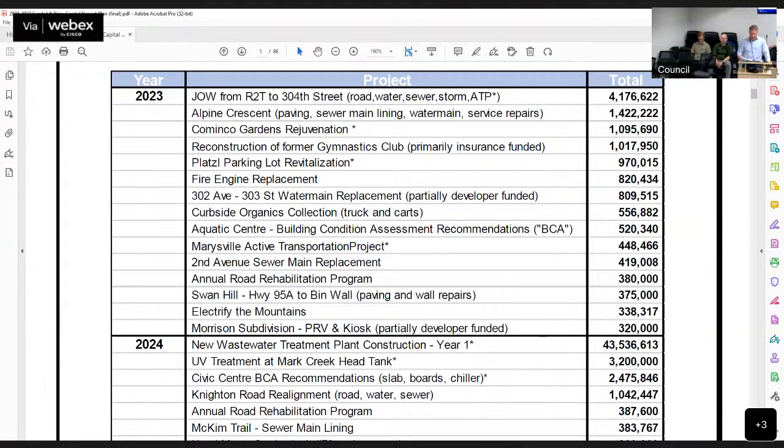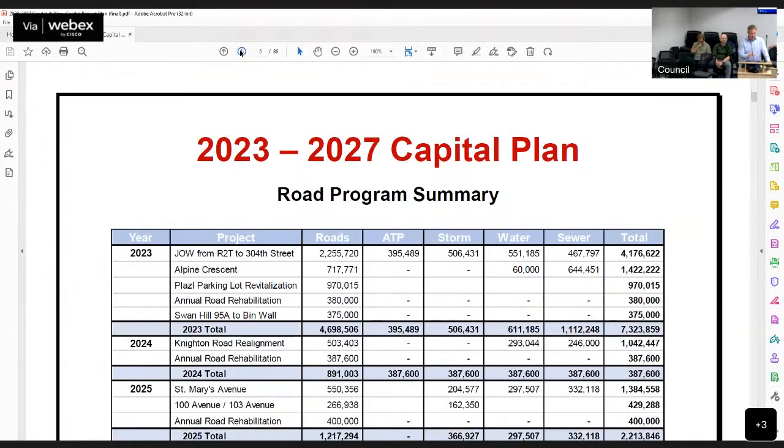So the next slide, road program summary, page number 5. What I'm trying to do here is show council a snapshot of what we are doing with roads over the next 5 years.